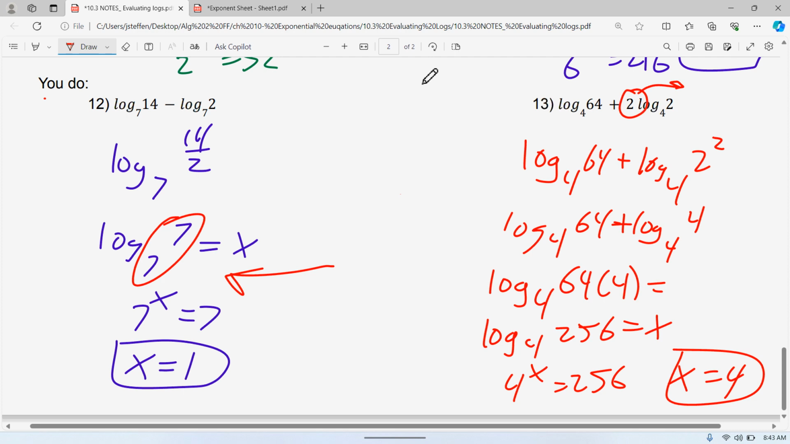Put that 2 out as an exponent, so 2 squared is 4. So you have log base 4 of 64 plus log base 4 of 4. Now the bases are the same. It's adding, so you can multiply those. That gives you 256. Then if you change it back into exponent form, 4 raised to what number is 256? It's 4 to the 4th.